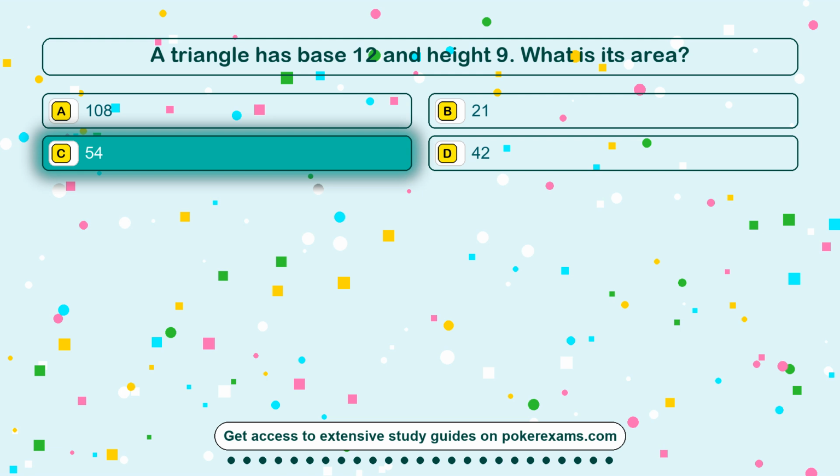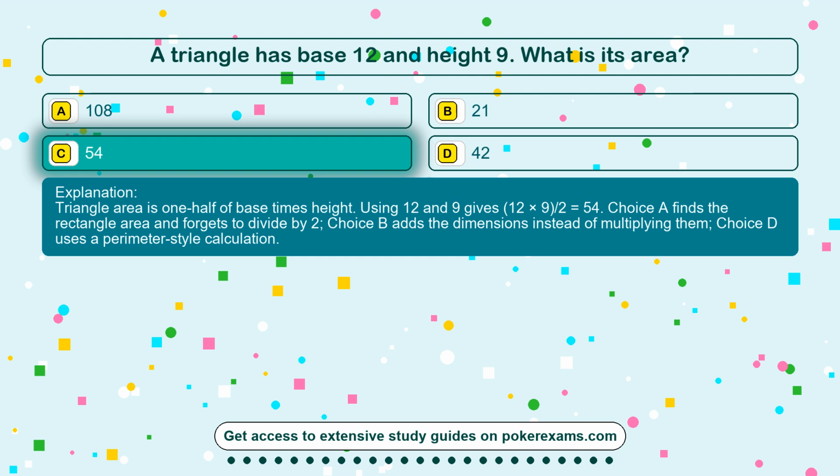The correct answer is option C, 54. Triangle area is one-half of base times height. Using 12 and 9 gives 12 times 9, divided by 2, equals 54. Choice A finds the rectangle area and forgets to divide by 2, choice B adds the dimensions instead of multiplying them, choice D uses a perimeter-style calculation.